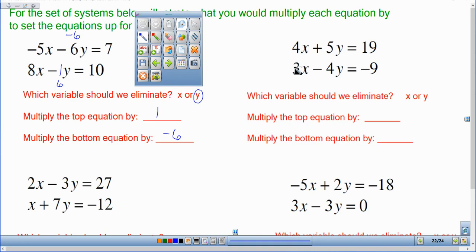Once again, 4 and 3, that would match up at a 12. 5 and 4, they would match up at a 20. Well, I'm going to go ahead and eliminate our x's then, because I'd rather change this one to a 12 and make sure that this one then is its additive inverse, which is a -12. Taking a 4 to get a 12, you'd multiply by 3. Taking a 3 to get a -12, you'd multiply by -4.